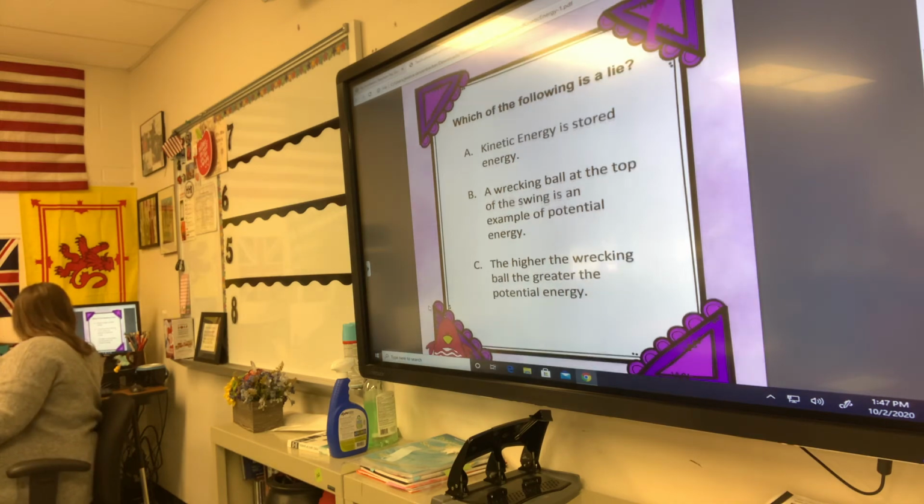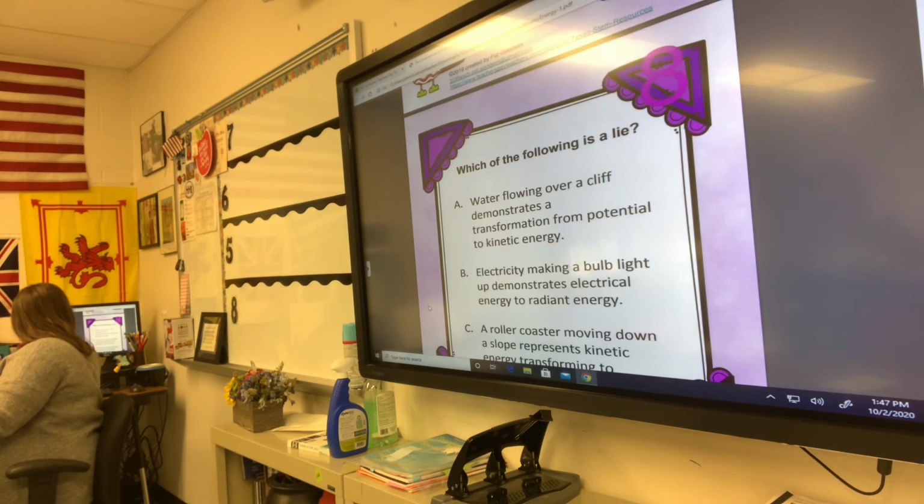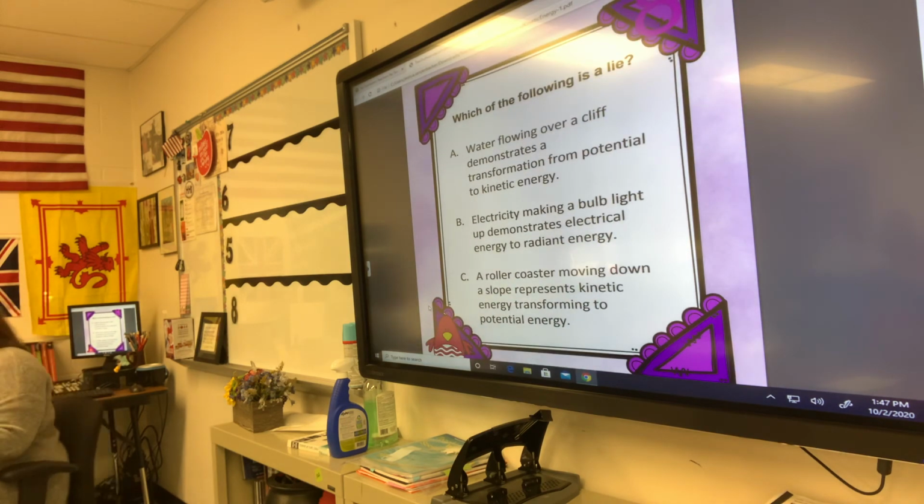Alright, number 8. Okay. Anybody think they have the answer to number 8? Allie, Elijah, do either of you want to share? No? Okay. I'll give you another second to read it. C? Yeah, good. Good job, Aubrey. It is C. So a roller coaster moving down the slope represents kinetic energy transforming to potential energy.